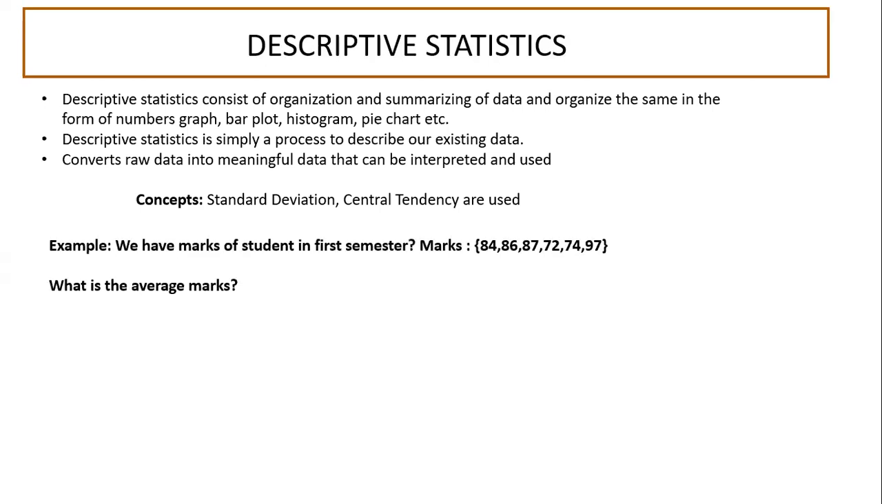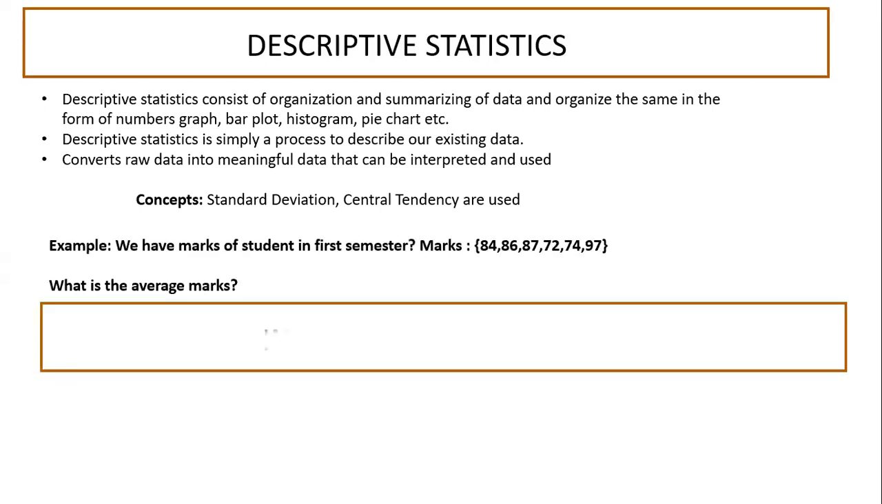Here is an example: we have the marks of a student in the first semester. For example, these are the marks of the student which we have. We have to find out what is the average marks obtained by the student in that particular semester. So what is the average marks? What is the percentage of the passing marks? This is called central tendency, where we will be calculating the mean, median, mode, and so on.